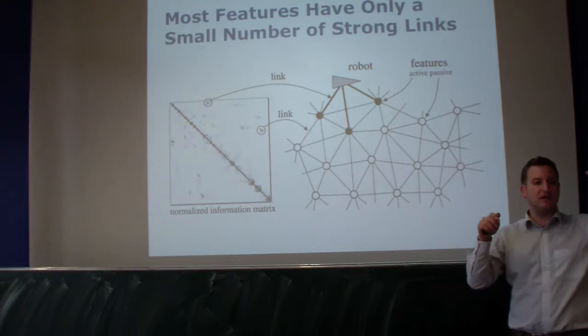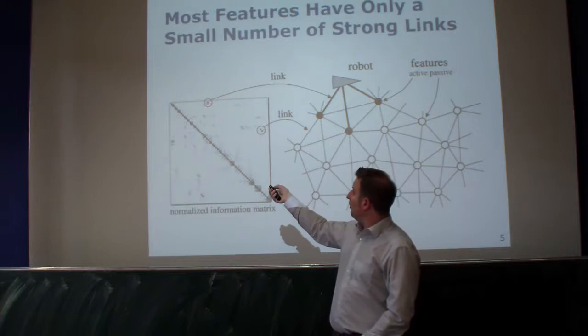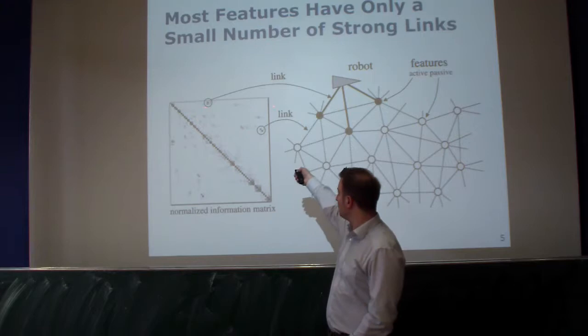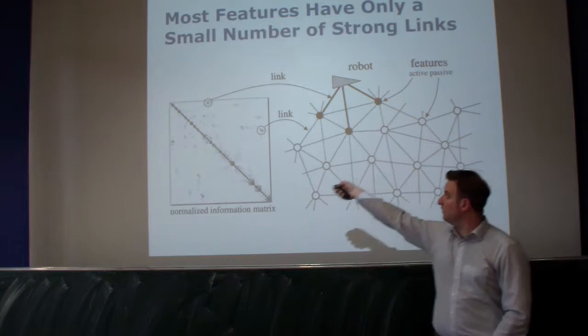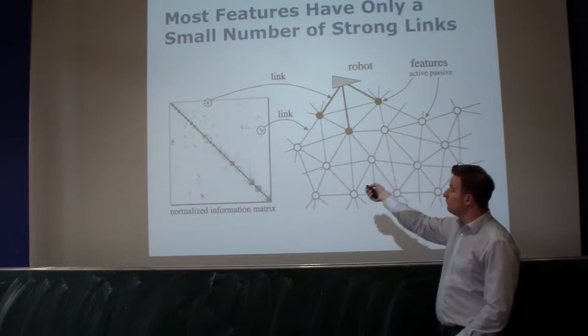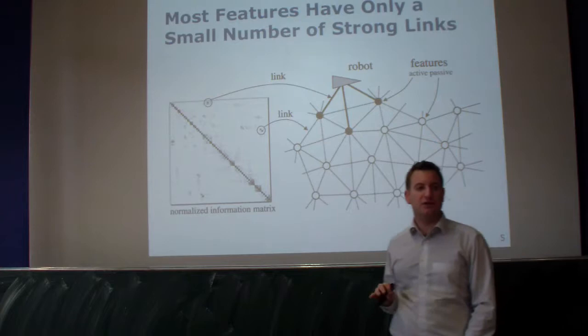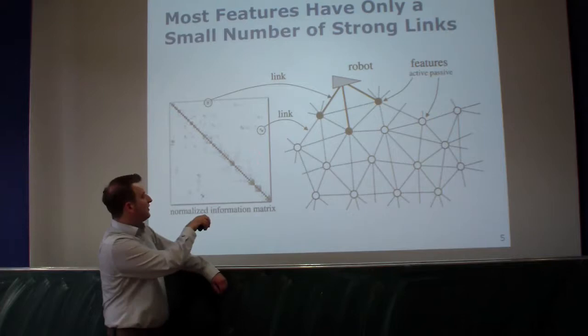So what you see here in this example is that the first three elements here are the pose of the robot. So every element here which has a large value in these first three lines means that there's a link between the robot's pose and the corresponding node, or in this case feature or landmark in the scene. So for all these large values here, we have one of those links. In this example, we have, for example, three links from the robot to some of the features. And most other values are zero or weak values.